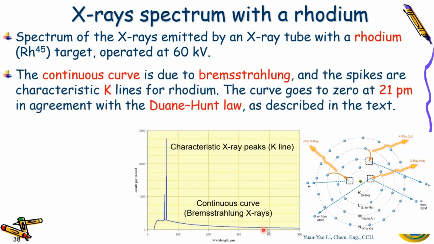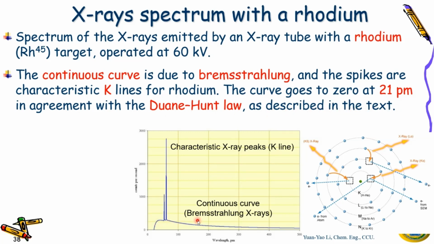However, we want to understand there's a continuous curve here. The continuous curve is due to, sorry, it's a German word, Bremsstrahlung, and the spikes are the characteristic K lines in rhodium. So the curve goes to 0 at 21 picometers, which is in agreement with the Duane-Hunt law, as described in the text.